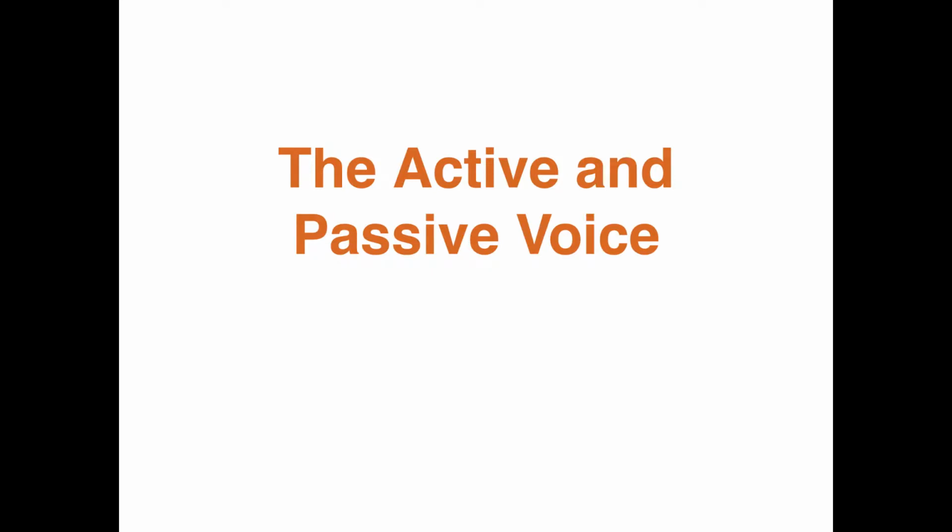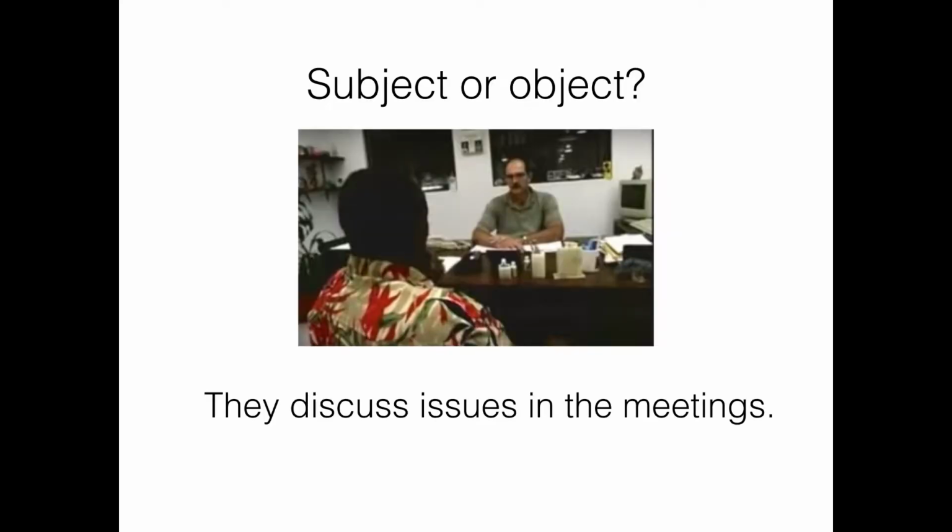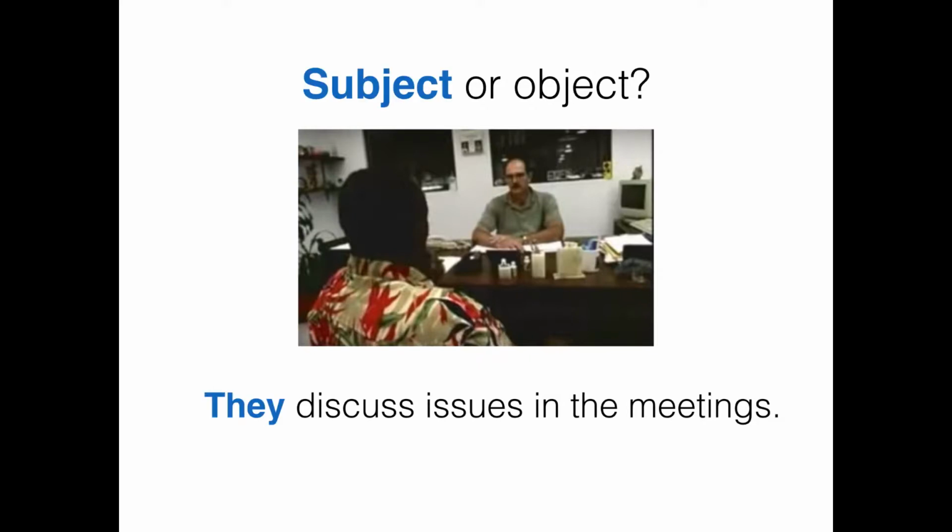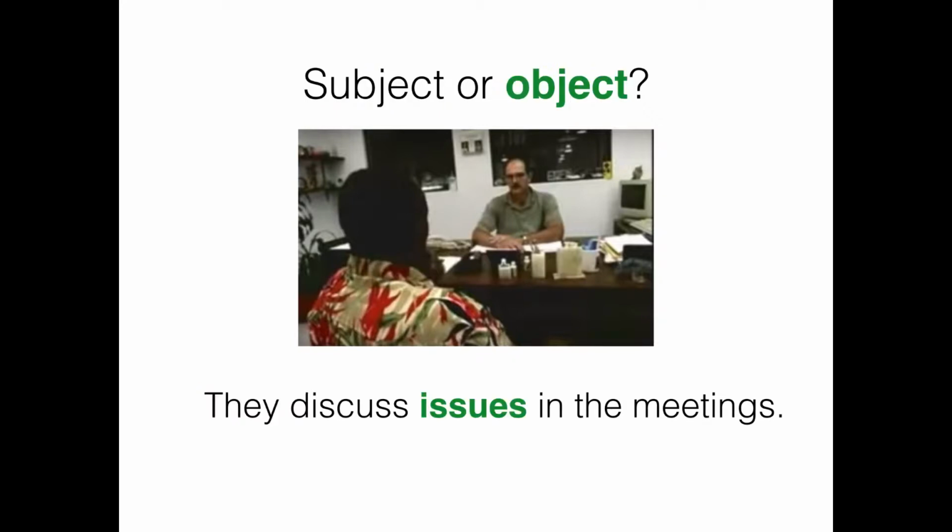Let's have a look at the active and passive voice. Now, to understand the active and passive voice, we need to know what the subject and object are in a sentence. So if we have a look at this sentence here, then we can see that "they" is the subject. It normally comes before the verb. And "issues", well, this is the object, and it normally comes after the verb.